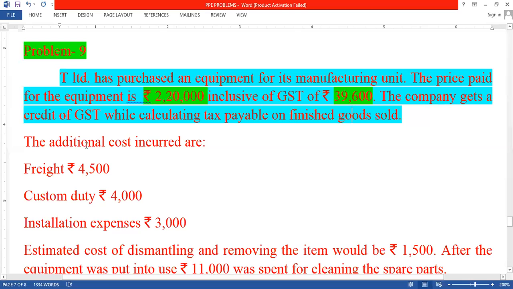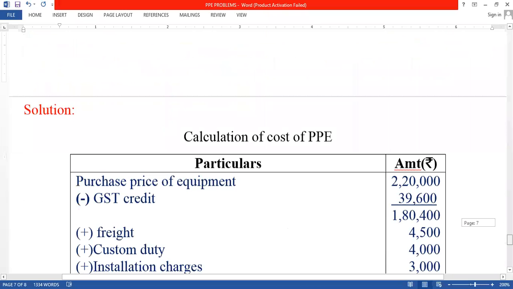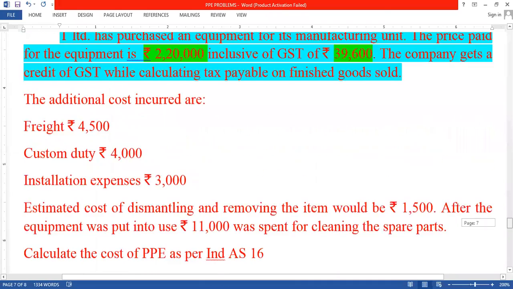The company gets a credit of GST while calculating the tax payable on finished goods sold. So the company is getting the GST benefit or GST credit. When the company is getting the GST credit, we should deduct it.